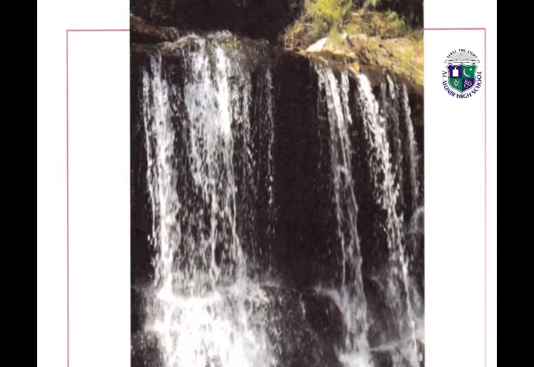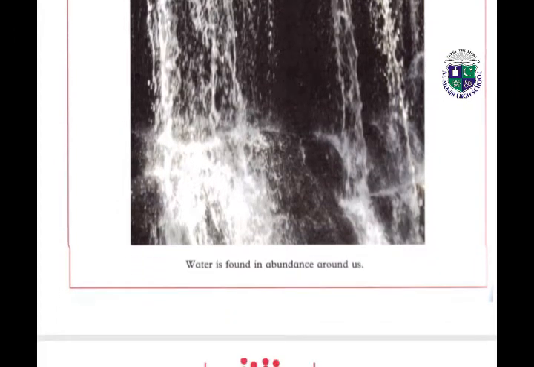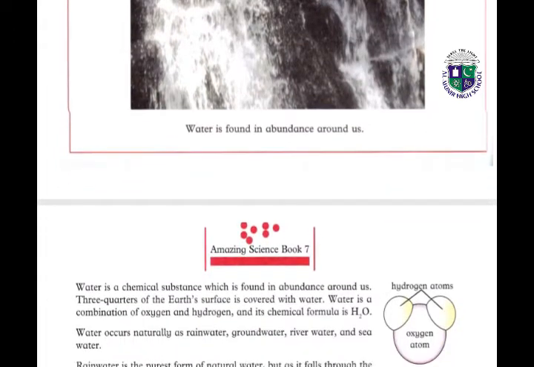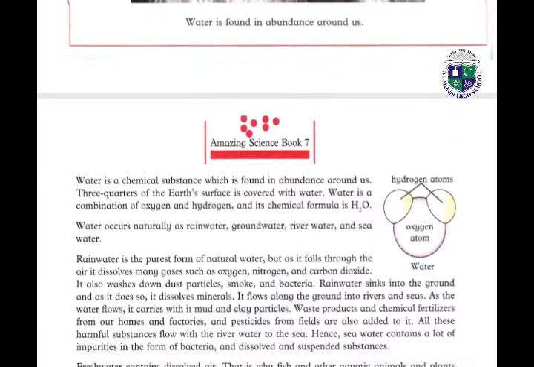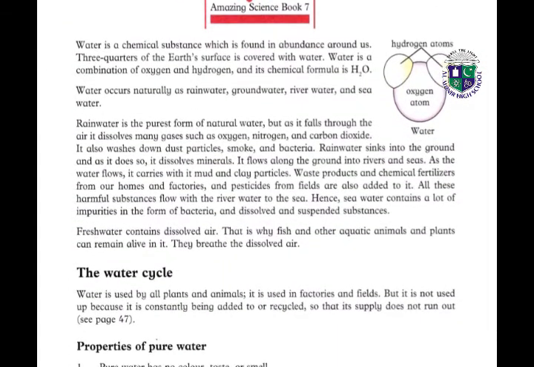Yes, students, we all know about the different uses of water, that water is found in abundance around us. So today we are going to learn about water. Water is a chemical substance which is found in abundance around us. Three-quarters of the Earth's surface is covered with water. Water is a combination of oxygen gas and hydrogen gas, and its chemical formula is H2O.